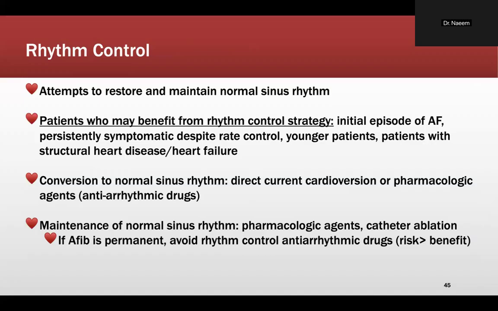Conversion to normal sinus rhythm. So we sometimes have to opt for direct current cardioversion or pharmacologic agents. Again, there's the medical management, or there's the cardioversion management, which is using the current to shock their heart basically back into rhythm. Maintenance of normal sinus rhythm includes pharmacologic agents, catheter ablation, and then if AFib is permanent, we avoid rhythm control antiarrhythmic drugs just because the risk is more than the benefit.